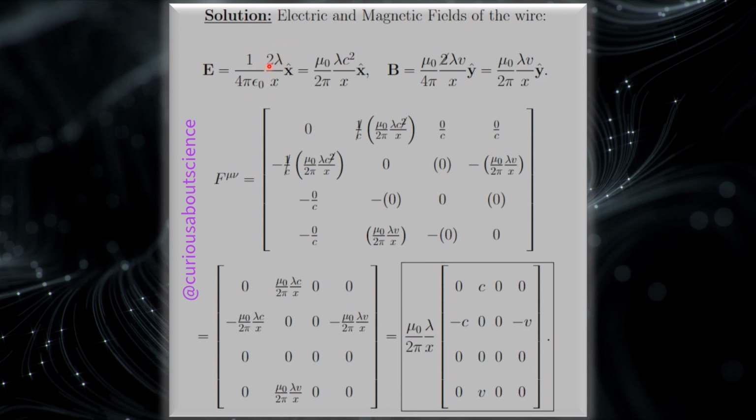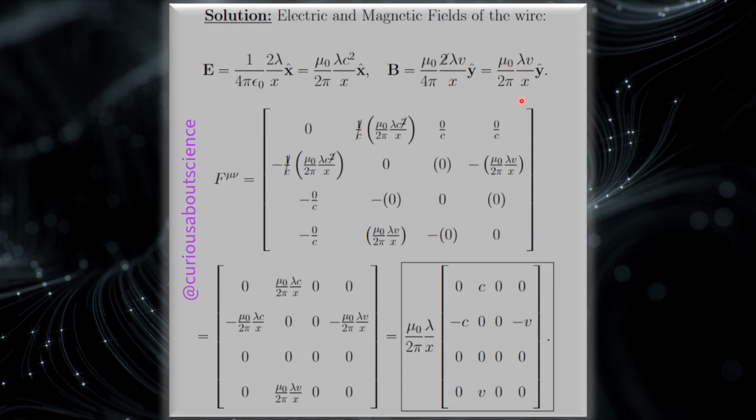Why are we doing this? Well, we can cancel the 2, cancel the 4. That gives us 2 pi. But what we really want to do is put everything in terms of mu and c squared. So that being said, we have mu over 2 pi, lambda c squared over x. The magnetic field, of course, is equal to mu naught over 4 pi, 2 lambda v over x, because again, we took the cross product of the E with the v. We found that pretty quickly there, I would say.